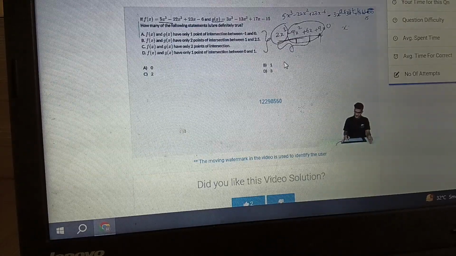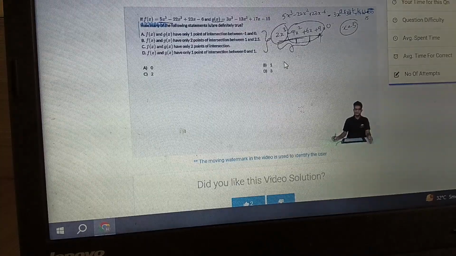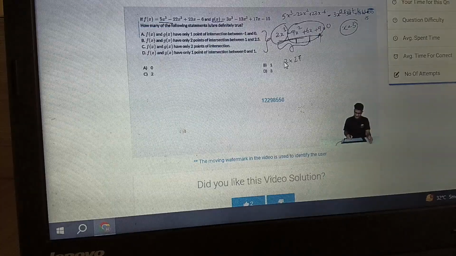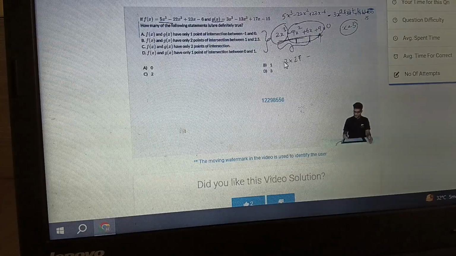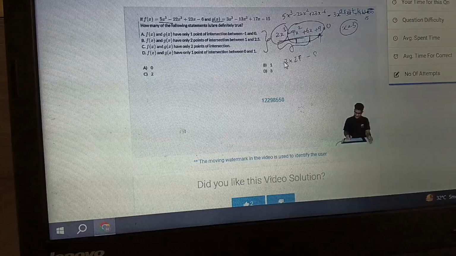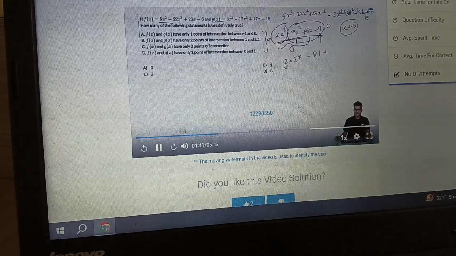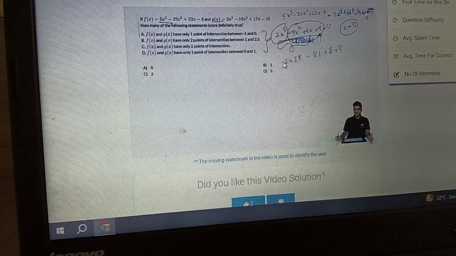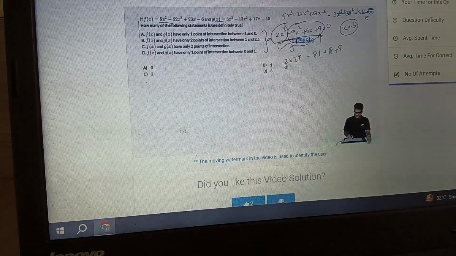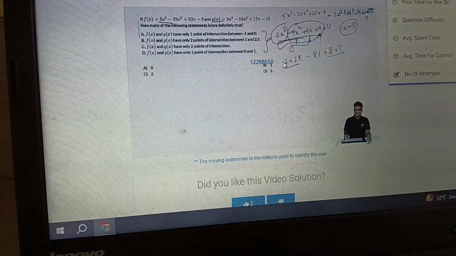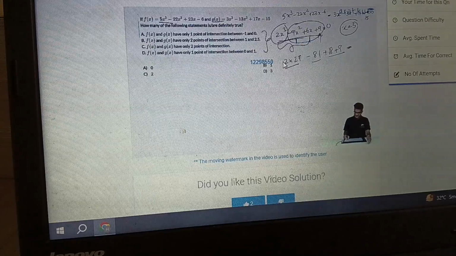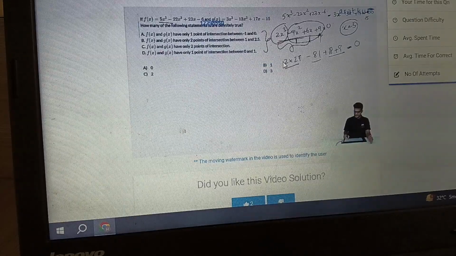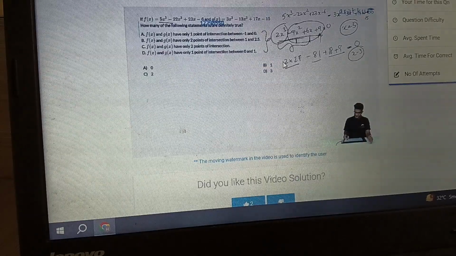And if you substitute the value of x to be equal to 3, then you are going to get 2 into 3 cube, which is 2 into 27, minus 9 into 3 square, which is 81, plus 6 into 3, which is 18, plus 9. This is the value of the cubic equation when x is equal to 3. This is equal to 54 plus 27, that is 81 minus 81, which is equal to 0. So clearly x is equal to 3, or x minus 3 is a factor of the cubic equation.